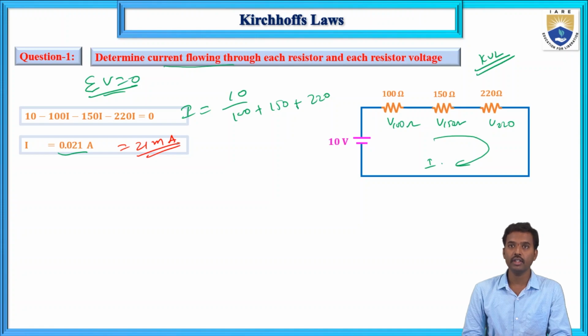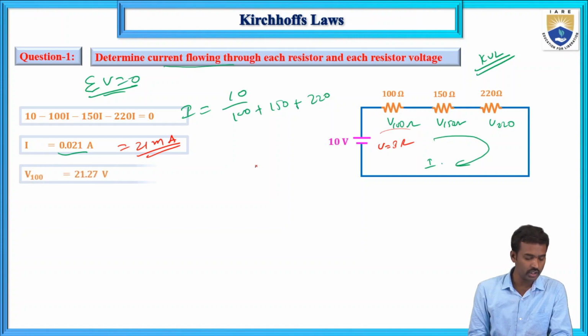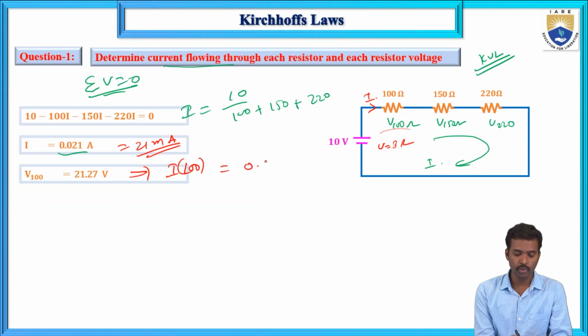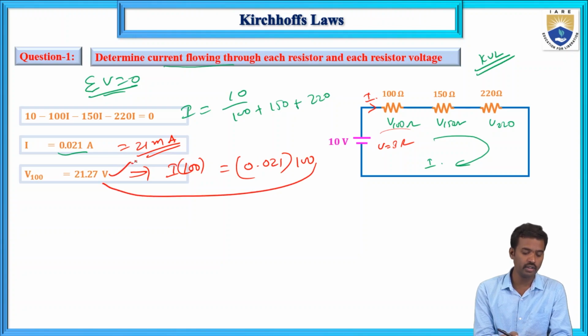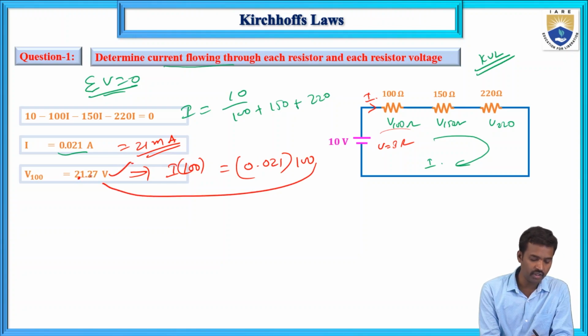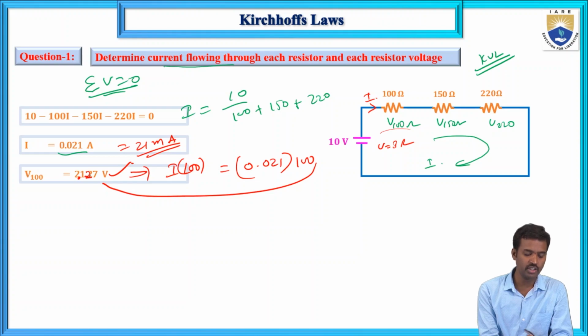Now the next case: the voltage across the 100 ohm resistor. The voltage across the 100 ohm resistor, V is equal to IR. V100 equals I, the current flowing through this one, into 100. V is equal to IR, so 0.021 into 100, that value is 2.17.